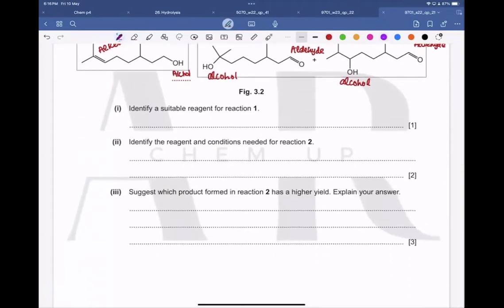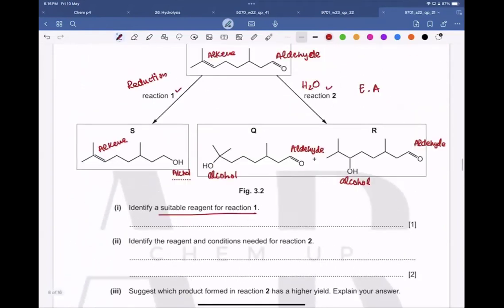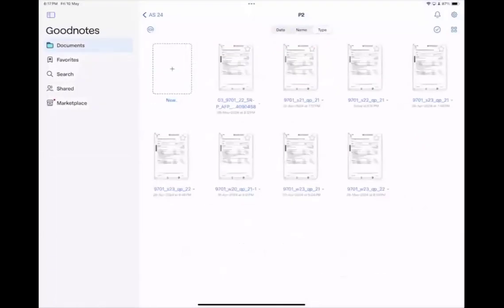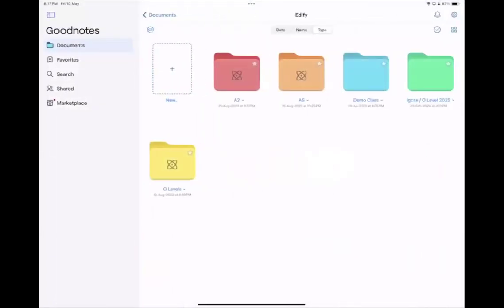Okay, now they are asking to identify a suitable reagent for reaction one, and as we have identified, reaction one is a reduction, right? So for this reduction, as the aldehyde is being reduced, either we can use NaBH4 or LiAlH4. But for example, if a carboxylic acid is being reduced, because the aldehyde is turning into an alcohol, let me remind you guys. I think you are not reviewing the lectures and notes.